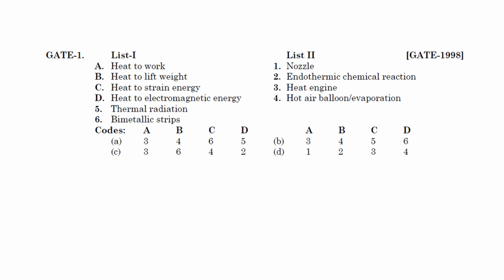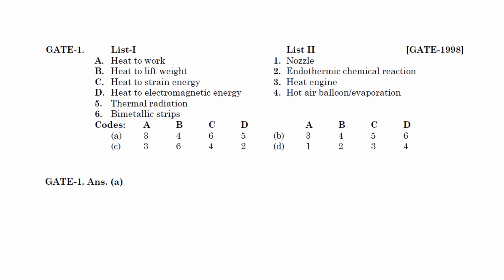This is a match list kind of question. This question came in GATE 1998. We have to match heat to work, heat to lift weight, heat to strain energy, heat to electromagnetic energy, with thermal radiation, bimetallic strip, and we have to match with nozzle, endothermic chemical reaction, heat engine, hot air balloon, evaporator. Okay, so let's see that.